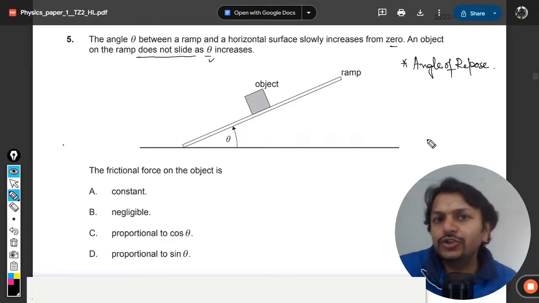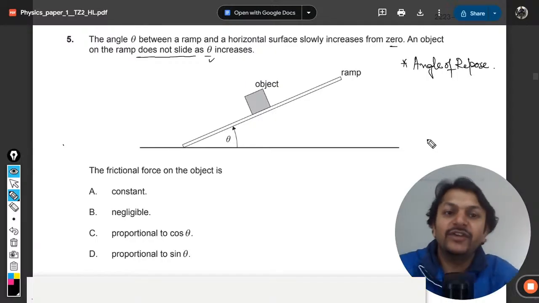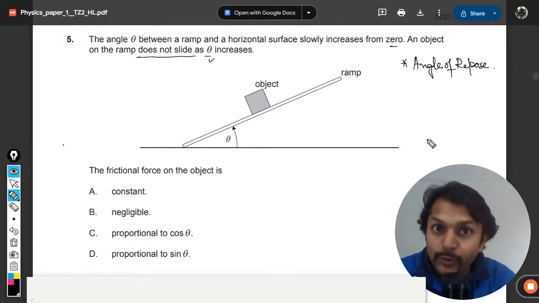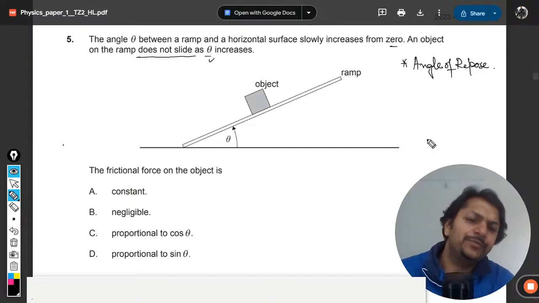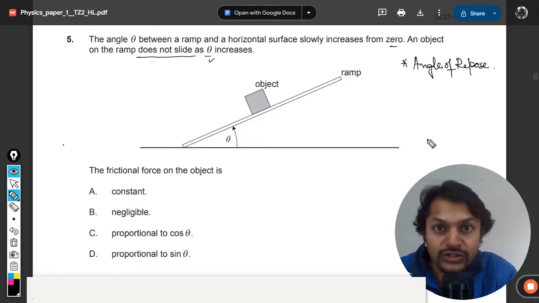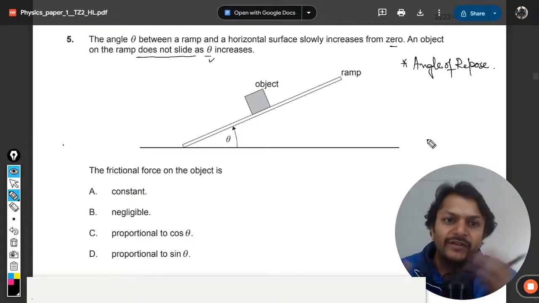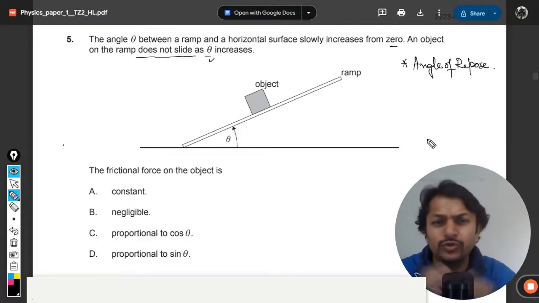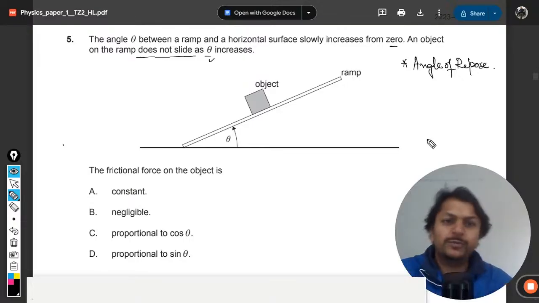So all the students who have joined my private classes might have done this. They might know what angle of repose is. This is not given in the books for IB, I believe. And if you have joined the YouTube channel, you can refer to this topic in the online course that I have provided there. Otherwise, there is a chance that you do not know what angle of repose is. Let me explain what it is.